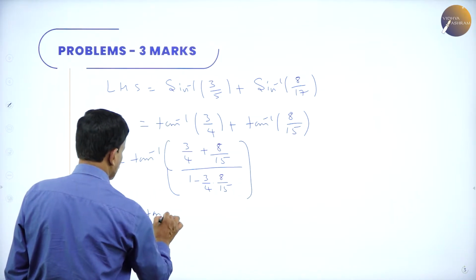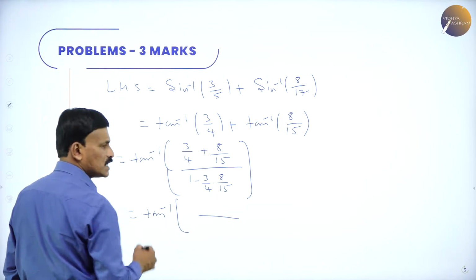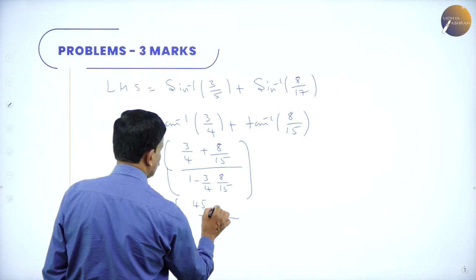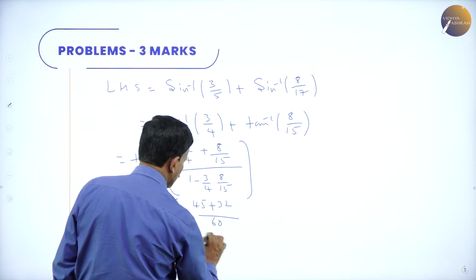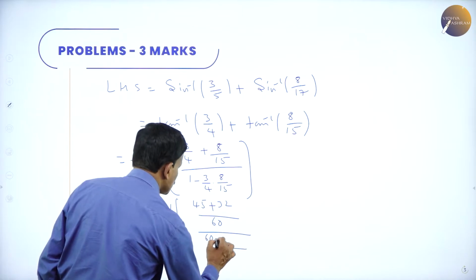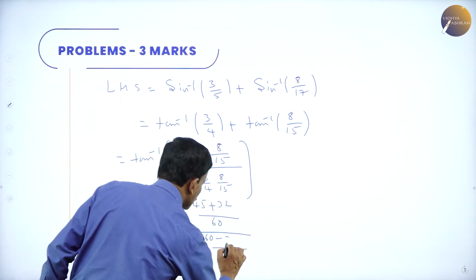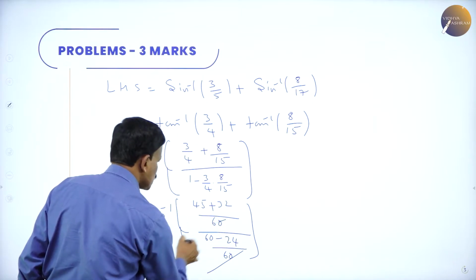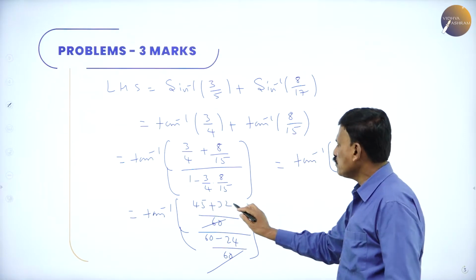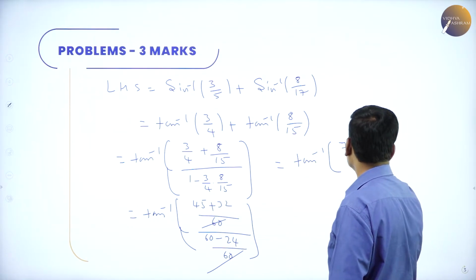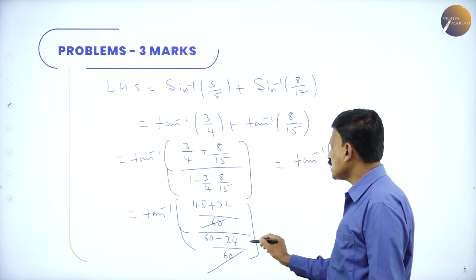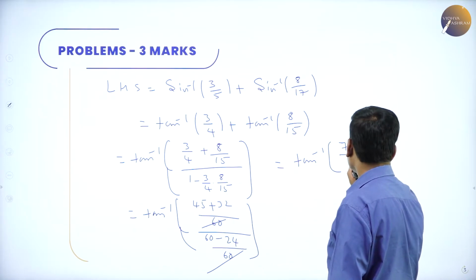This can be written as tan inverse of, take LCM, 15 into 4 that is 60, 15 into 3 is 45 plus 8 into 4 is 32, divided by, again take LCM, 15 into 4 is 60, 60 into 1 is 60 minus 8 into 3 is 24. So this 60 gets cancelled. What is left over in the numerator? Tan inverse of 45 plus 32, that is equal to 77, divided by, in the denominator, 60 minus 24, which is nothing but 36.